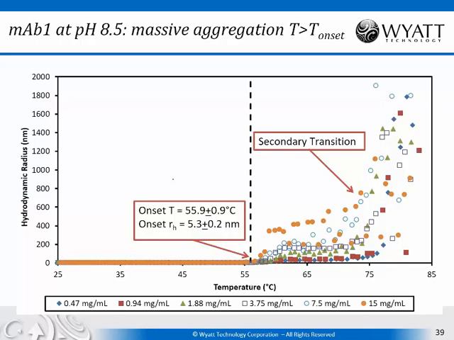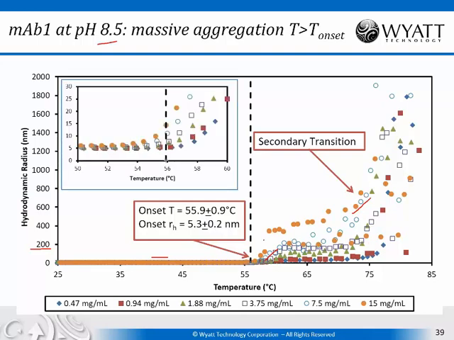And so here what we've done is we looked at one condition, which is pH 8.5, and we see that we have nice small molecules, basically monomeric, as we ramp the temperature up until about 56 degrees, at which point there is an increase in size indicating aggregation. They're going up to hundreds of nanometers, so there's really significant aggregation. And then up here at about 74, 75 degrees, there's a secondary transition indicating an additional instability of perhaps a different domain of the molecule, which is now unfolding and causing additional aggregation.